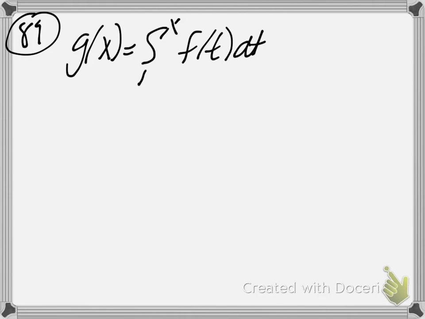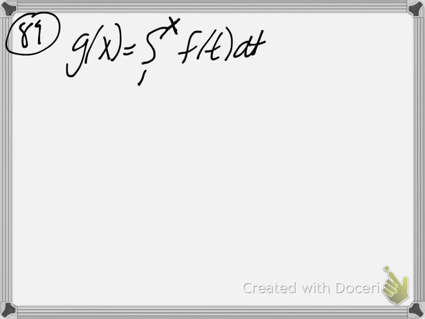Okay, so here's 89, and you were given this, and because there's an x on top and it's an f of t, you should definitely be thinking second fundamental theorem of calculus, but it's really not because there's no d dx in front, okay? But don't worry, we're going to get there.